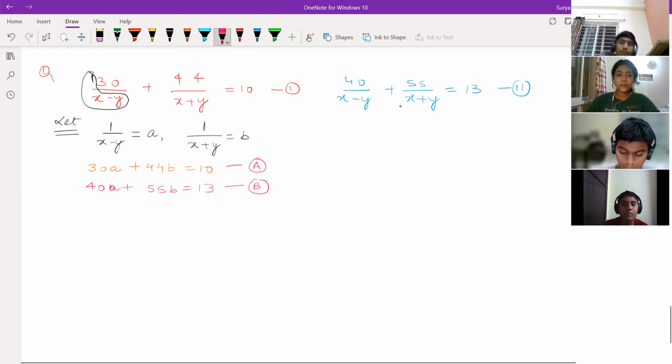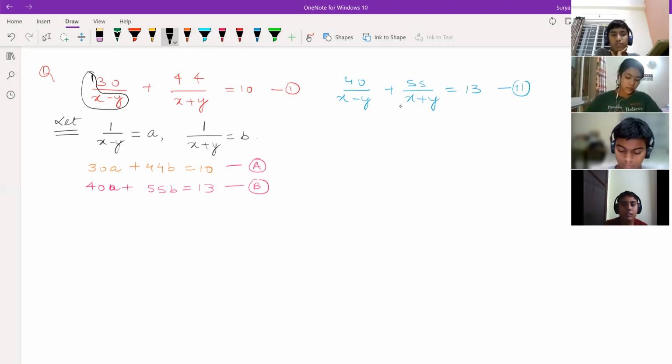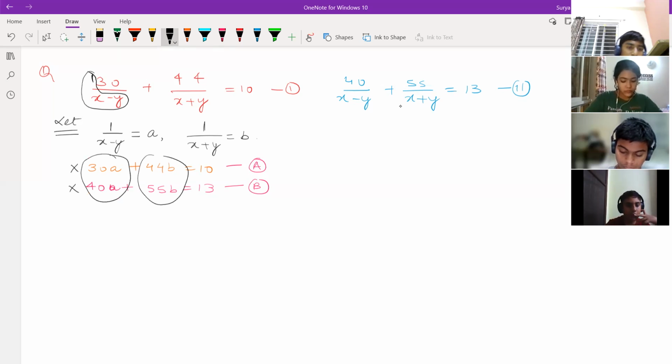Now what we have to do is, either we have to cancel a or b. It's clear to everyone? So how to cancel a or b? Tell me. 40a plus 55b minus 30a plus 44b is equal to 13 minus 10. Either a should be cancelled or b should be cancelled. Then only we can find a or b, no? So we have to multiply something to the equation so that either a will be equal or b will be equal. We have to do it in this way.